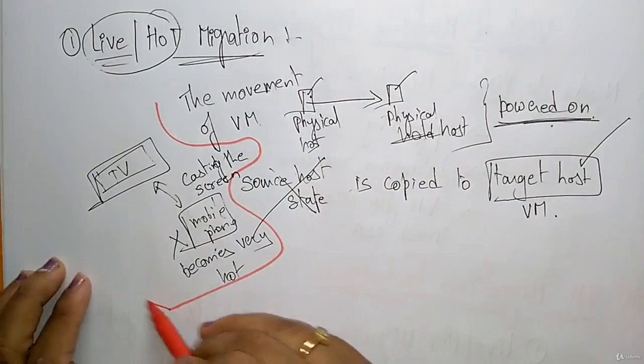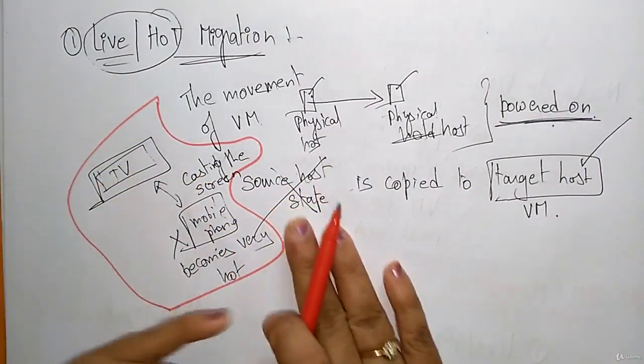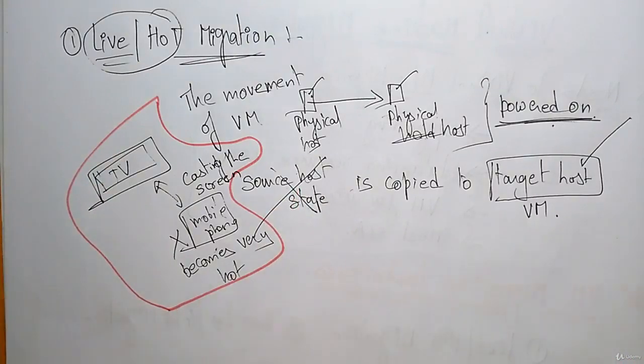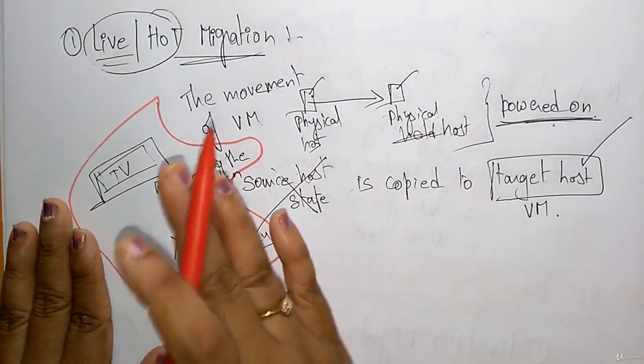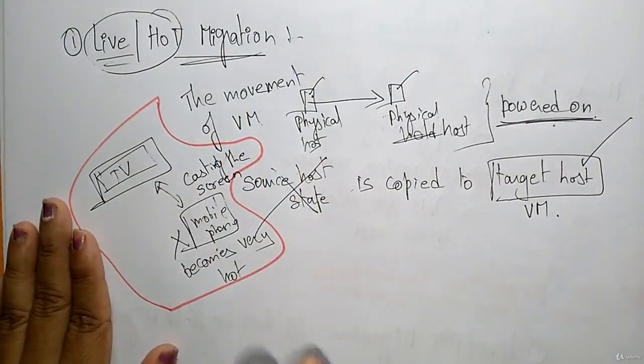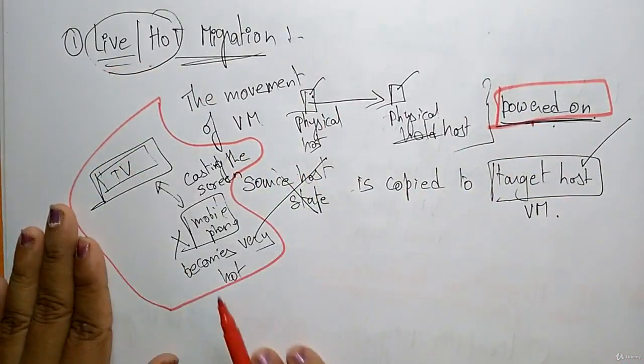This is the example I tell. Whenever you are casting everything on the TV, it becomes very hot. That's why it is called live or hot migration. It's a simple example I am taking. The concept is the movement of a virtual machine from one physical host to another while being powered on. Whenever it is powered on, it means live or hot migration.